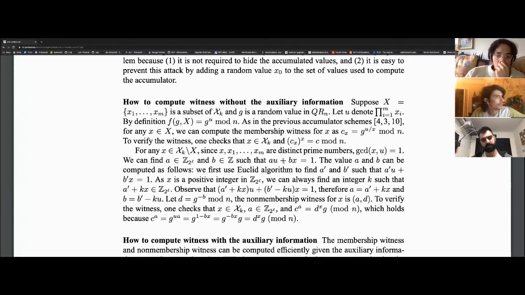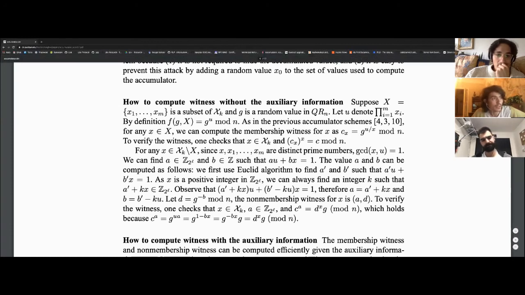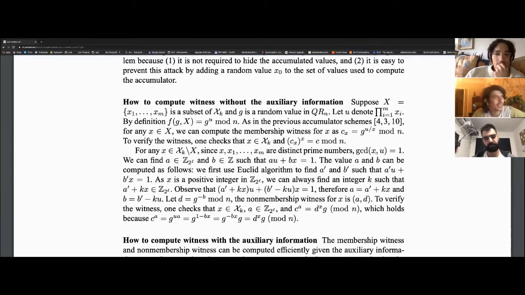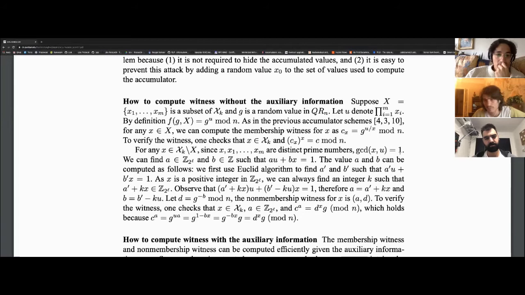Now, I was talking about the non-membership witnesses, right? So I have an X which is now not part of this data set, capital X. This means that this X, little x, and all the elements in the data set, since they're all primes, it means that the GCD, the greatest common divisor between X and U, where again U is just the product of all the elements in the data set, has to be 1. They're all coprime because they're all prime numbers. Right.